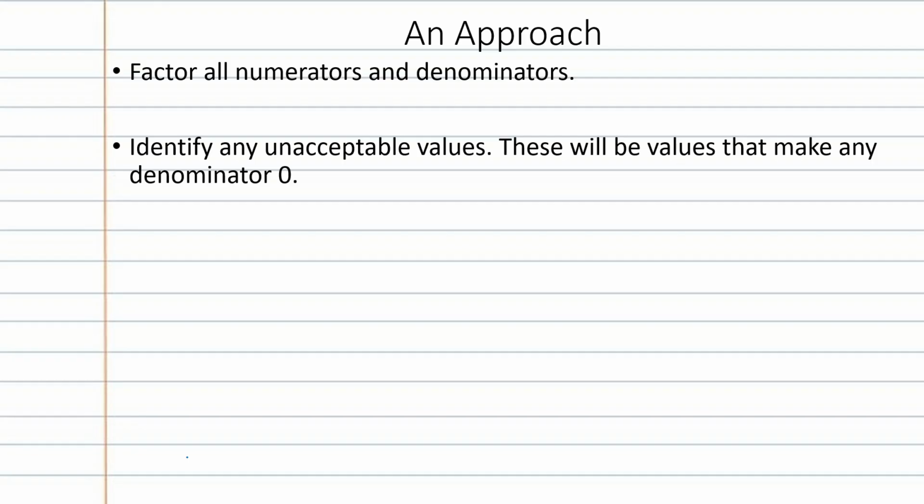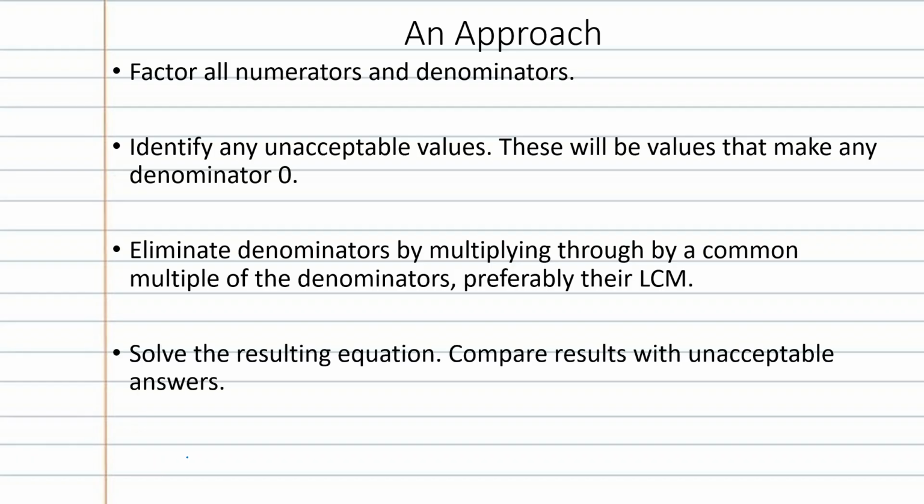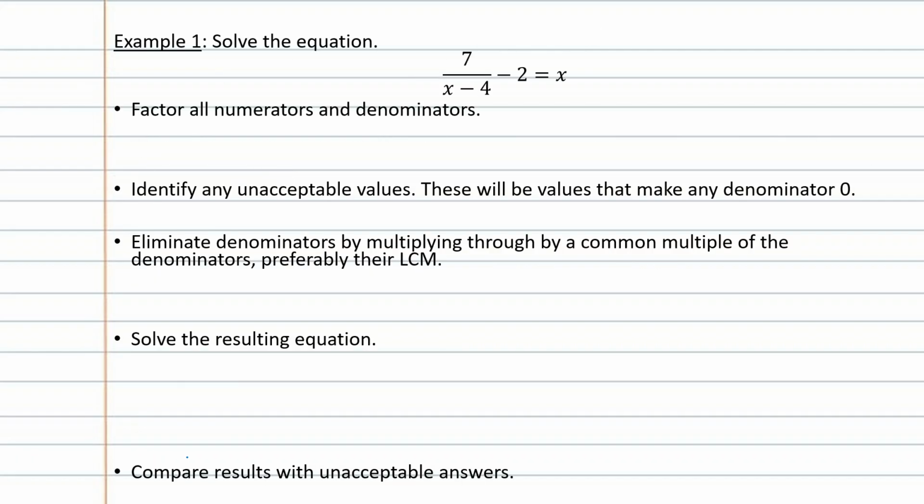And then we'll identify any unacceptable values. These values will be values that make the denominator 0. We will then eliminate denominators by multiplying through by a common multiple of the denominators, preferably the least common multiple. And then we will solve the resulting equation, comparing the results with the unacceptable answers.